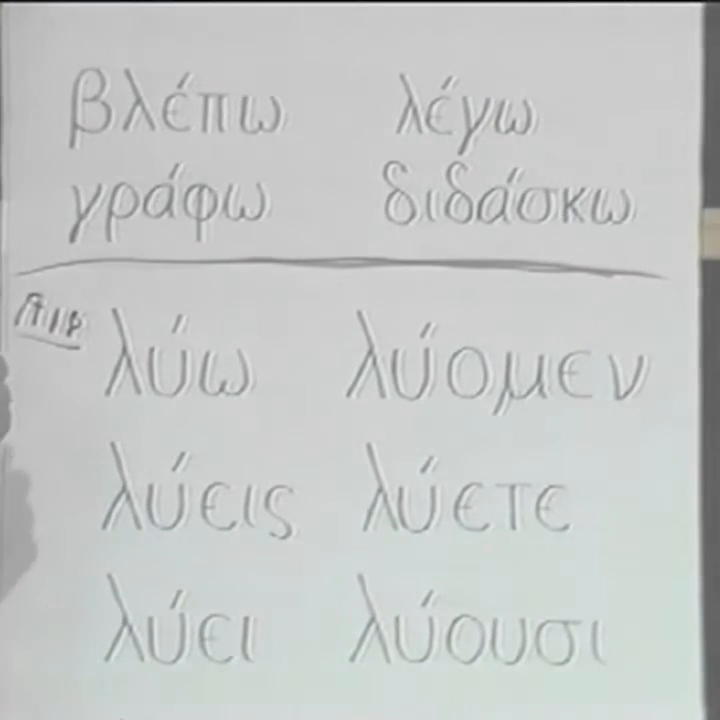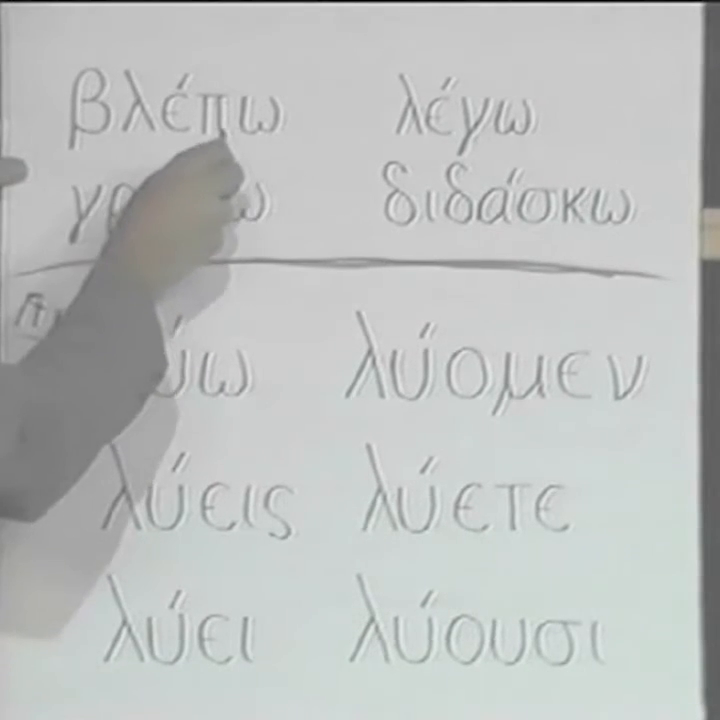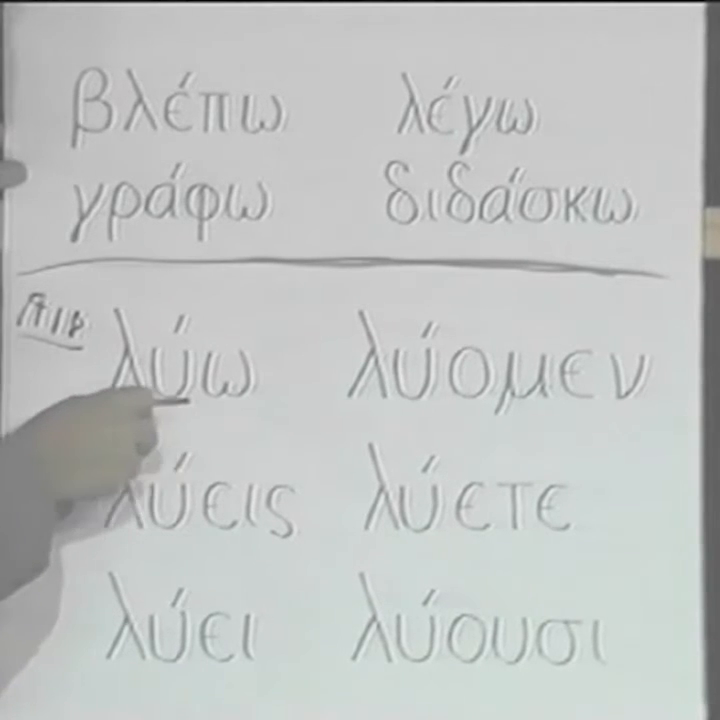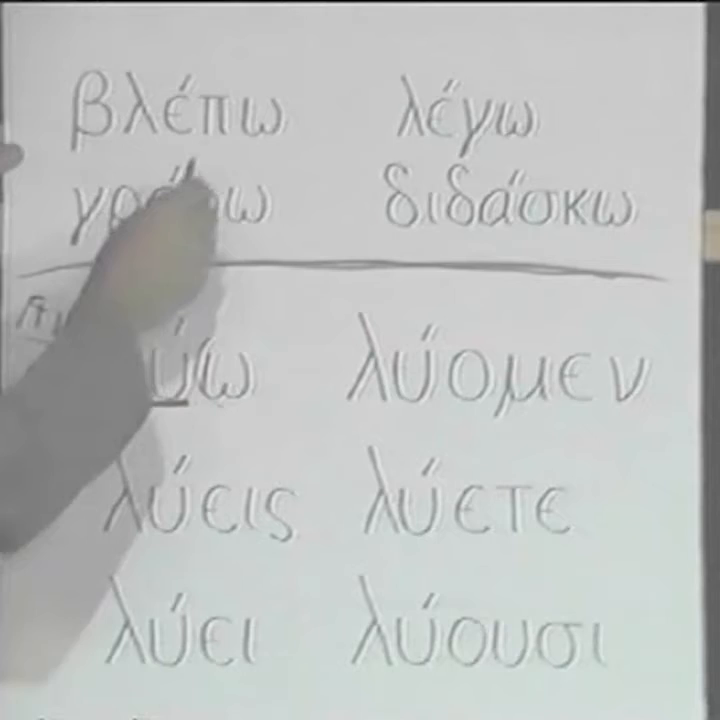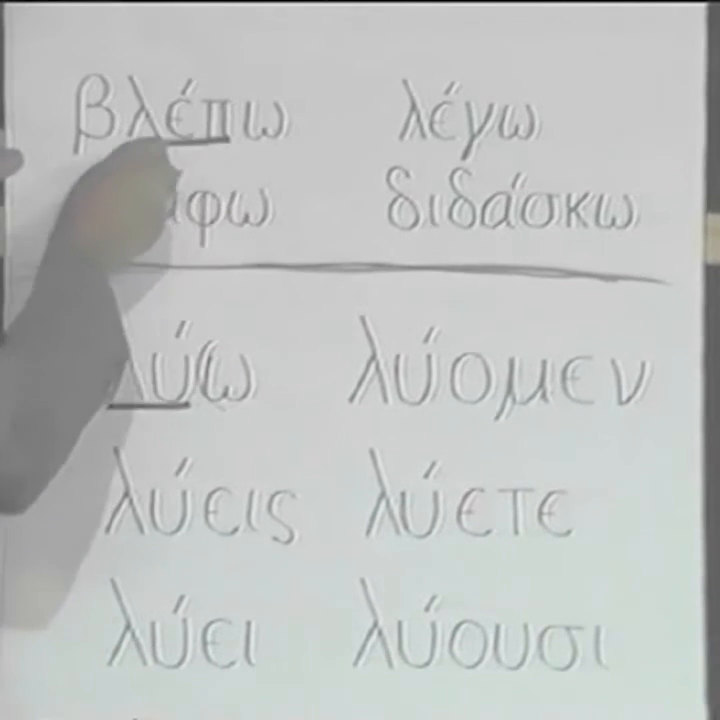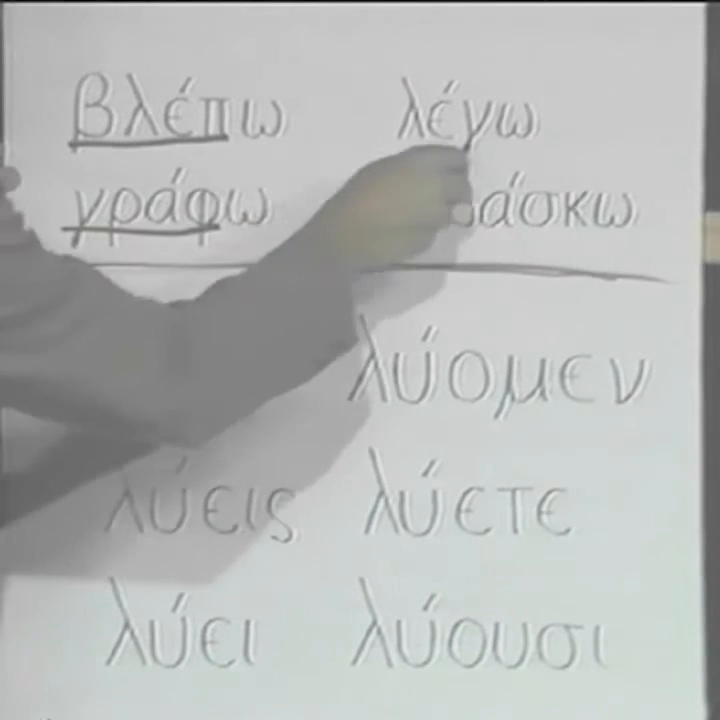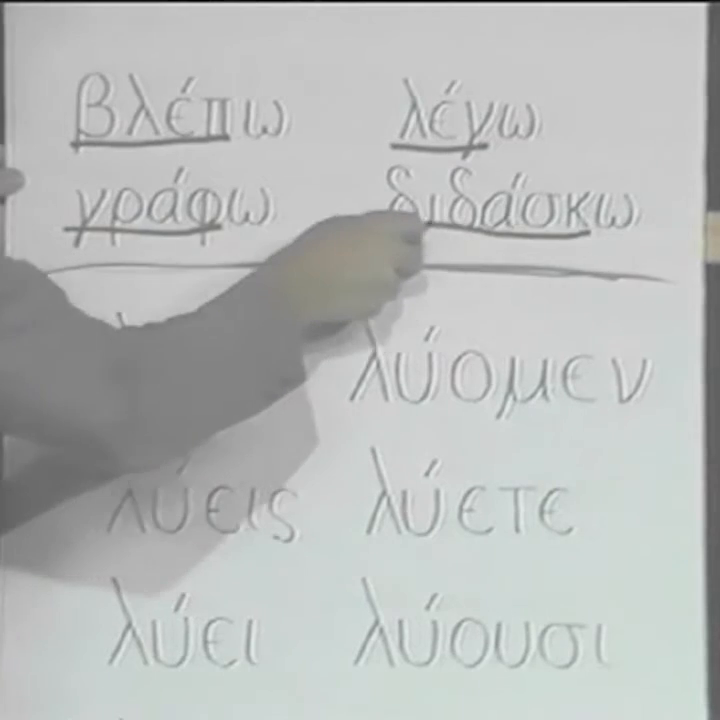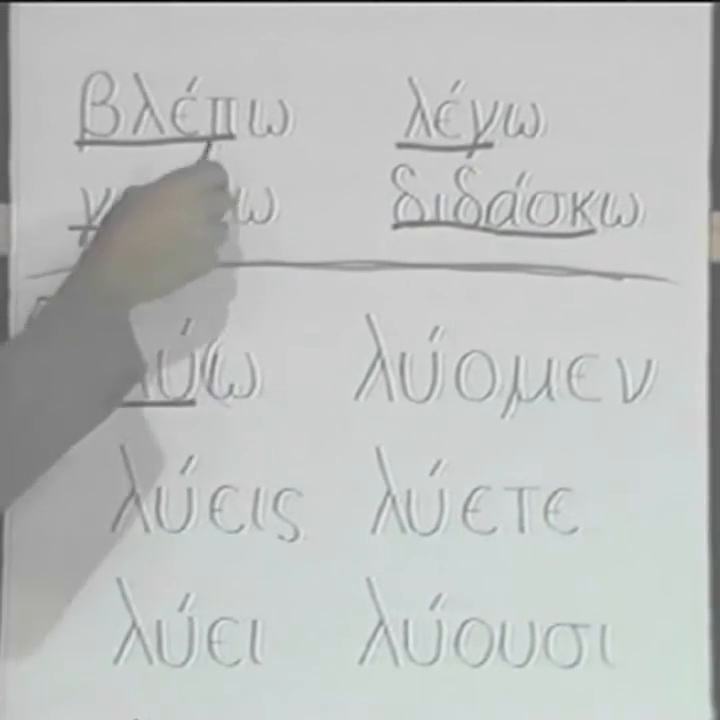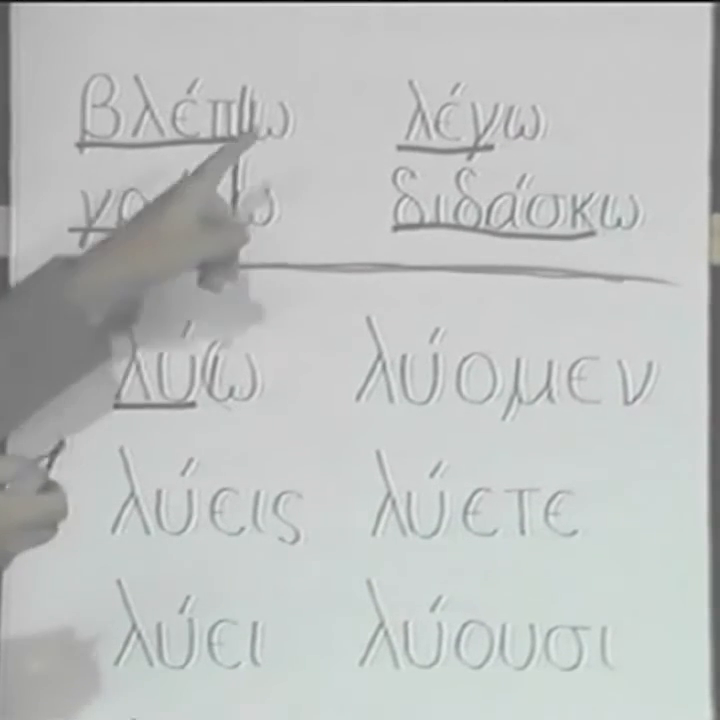Now, what we have is the stem, and the stem of Leo is this, just without the omega. So, the stem of vlepo is vlep, the stem of grapho is graph, the stem of lego is leg, the stem of didasko is didask. Now, this then becomes the ending.